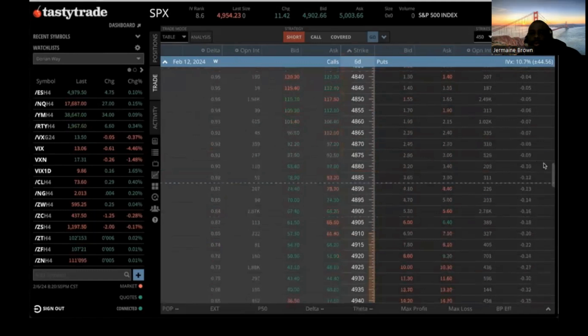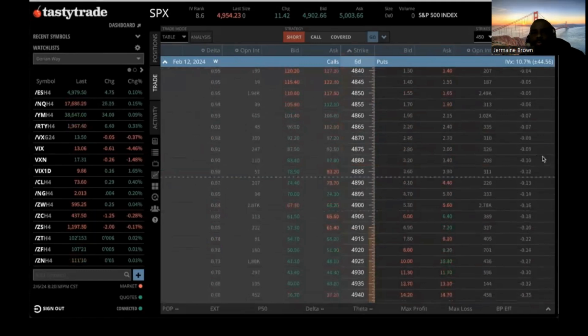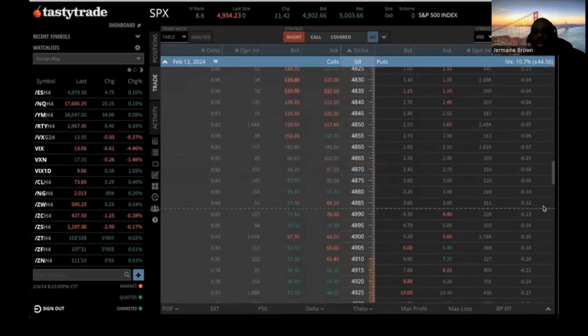You're not going to do a roll out proactive adjustment. Proactive adjustments are done within the same time frame of the trade. If you started with 7 days to expiration, you're going to do that proactive adjustment within that time frame.